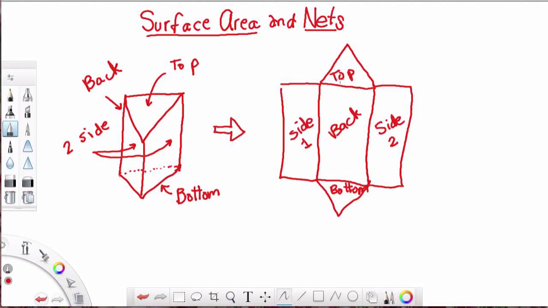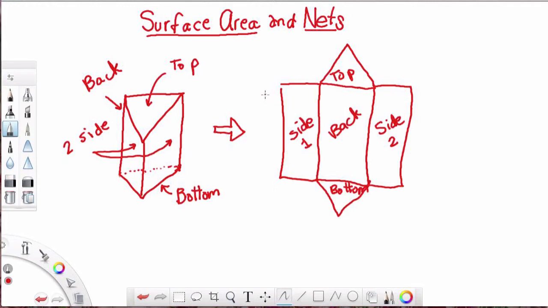And see, once we have our net of this three-dimensional figure, the triangular prism, if you take a step back, this should look actually familiar. This is a decomposed irregular polygon, and we can find the surface area of this figure. We're taking the area of each of the surfaces or faces of this 3D figure.